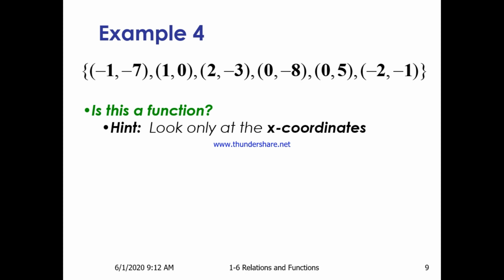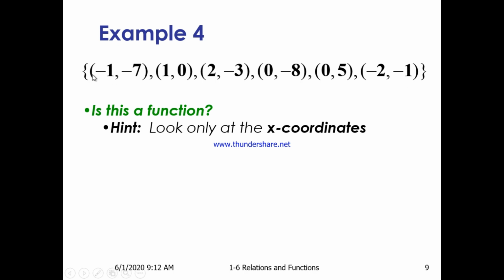Example 4. We have (-1, -7), (-1, -7), (1, 0), (2, -3), (0, -8), (0, 5), (-2, -1). So, question: is this a function? Again, take a look at the first coordinates. Again, as I told you, the second coordinates have no bearing. Meaning, it doesn't matter how many times the second coordinate repeats, as long as the first coordinate does not repeat.